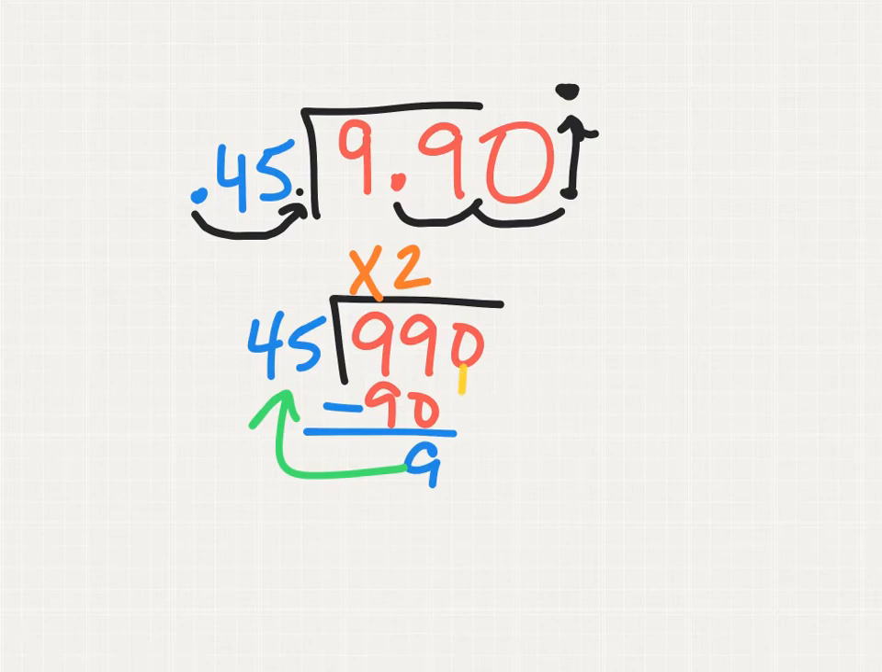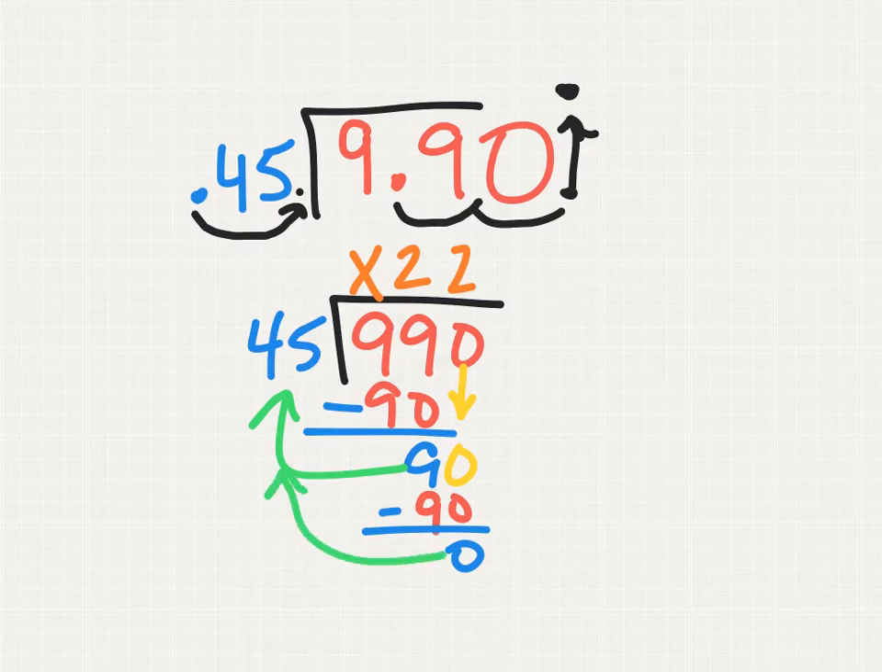So I work to bring down the next digit. How many groups of 45 can I make from 90? Well, we just said that 2 groups of 45 was 90, so let's try 2 again. 45 times 2 is 90. 90 minus 90 is 0. I want my remainder to be less than my divisor, so that's good. I no longer have digits to bring down. When I have no more digits to bring down and I have a remainder of 0, we're finished. Our quotient for this problem is 22.